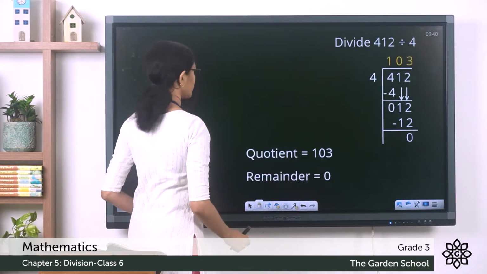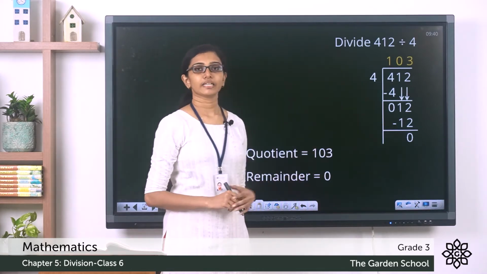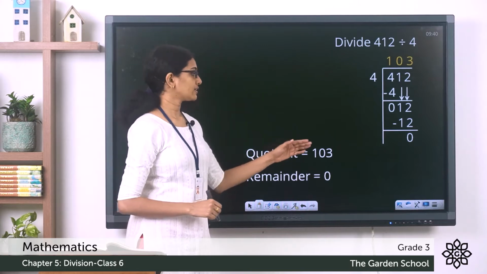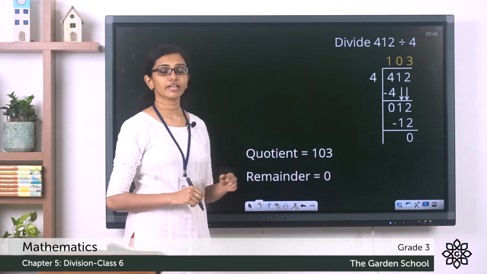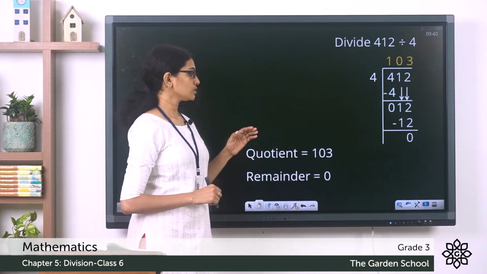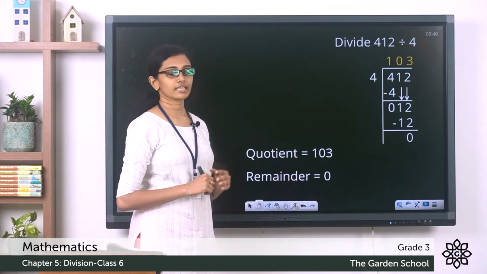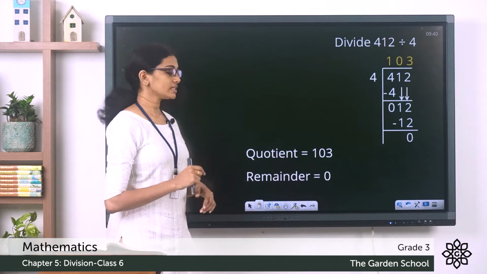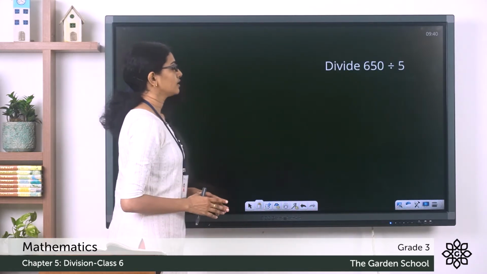Now we don't have any more digits to bring down and we have completed the division. We got the quotient equal to 103 and there is no remainder, or remainder equal to 0, which means the division is complete. So this is one example with quotients with 0. Now we'll see one more example.